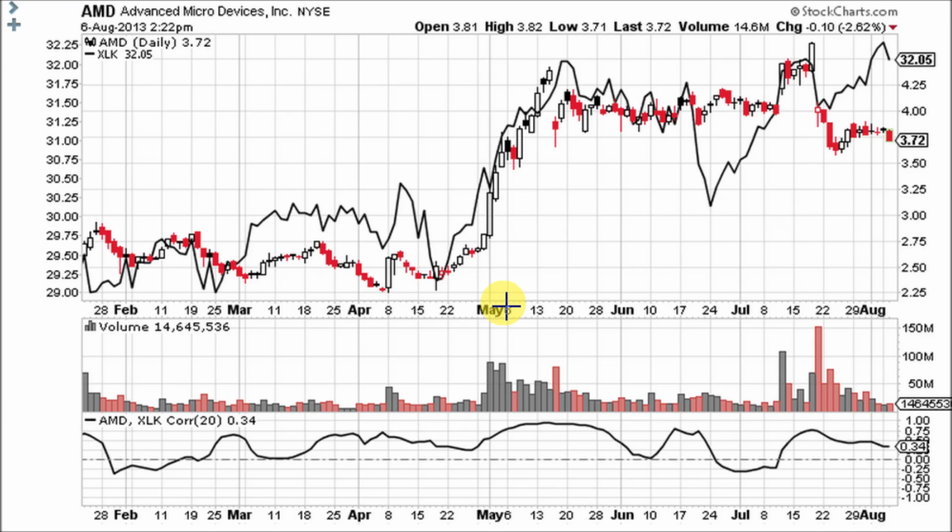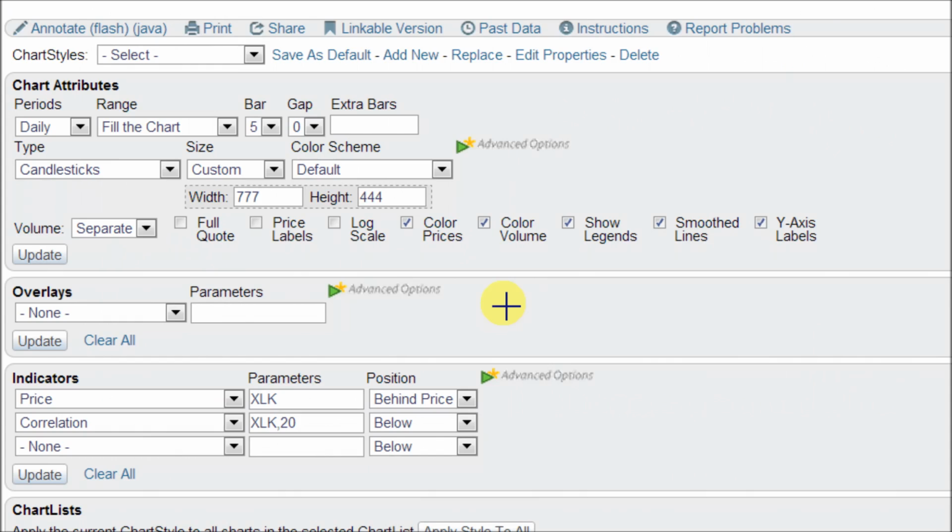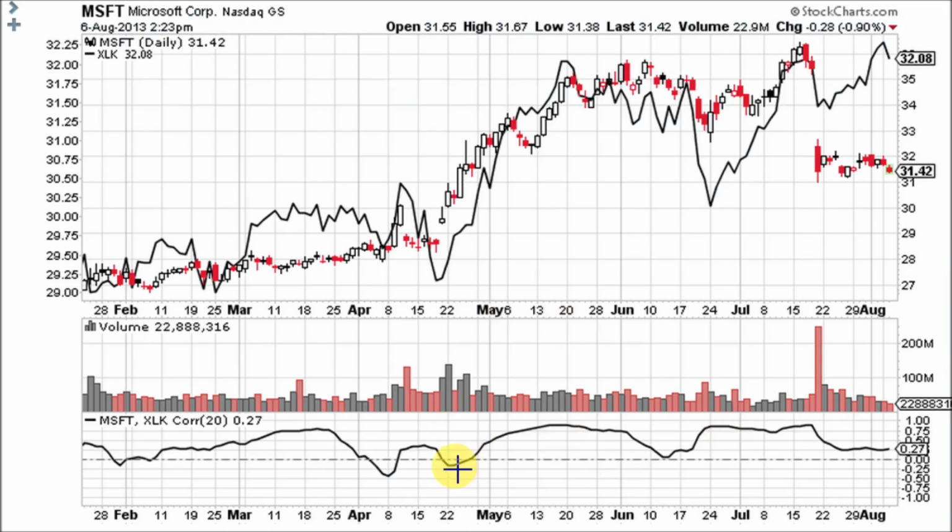So let's load up Microsoft. Okay, it again is for the most part correlated to the XLK technology sector. Very strong areas of correlation. Some pretty weak ones right here, where XLK was going down and Microsoft was going up. So that's why this divergence here. And right here it was running flat and the XLK was dropping hard. But then they all started to move up together here.